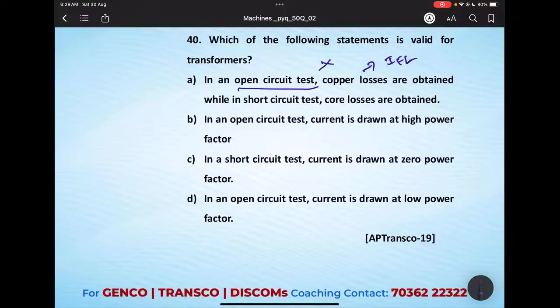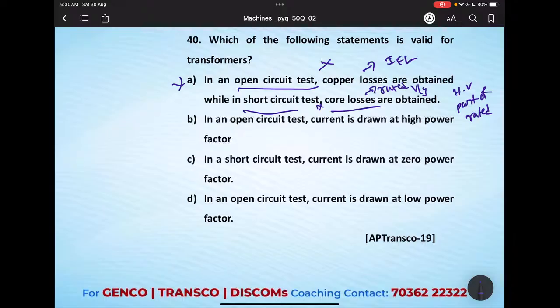And second, in the short circuit test, are we going to get the core losses? No, core losses we need to conduct at rated voltage. But in the short circuit test, on the HV side you are applying only a part of the rated voltage. So this statement is also wrong. So option A is completely wrong.